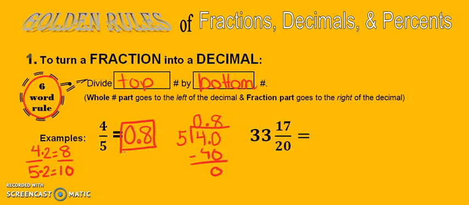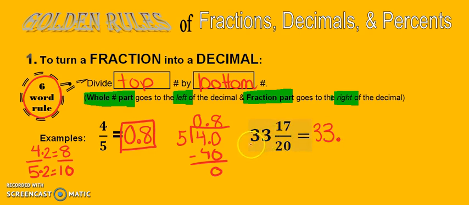All right, now let's see how to change a mixed number into a decimal. All you have to do is the whole part is going to go to the left of the decimal, and the fractional part is going to go to the right of the decimal. So the whole number 33 goes in front of our decimal. This says 33 and 17/20. This says 33 and something. We're going to find out the decimal part in just a second. Let's go to the side and divide now.